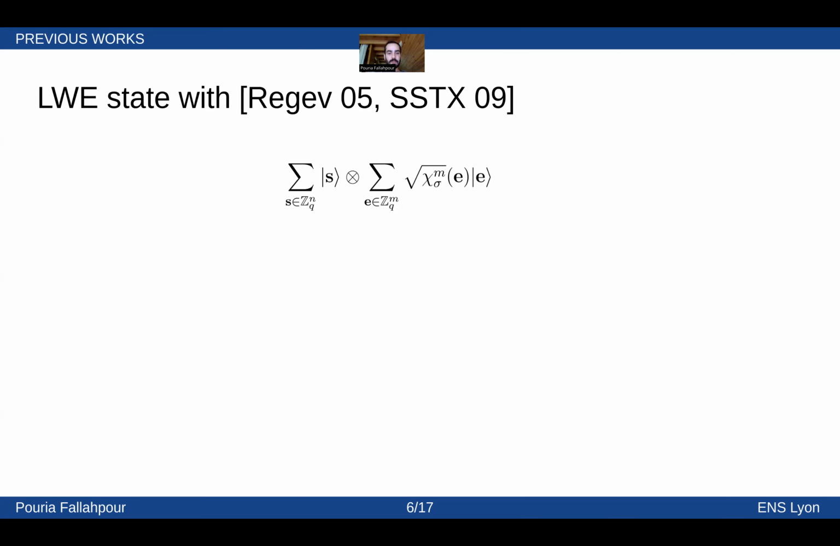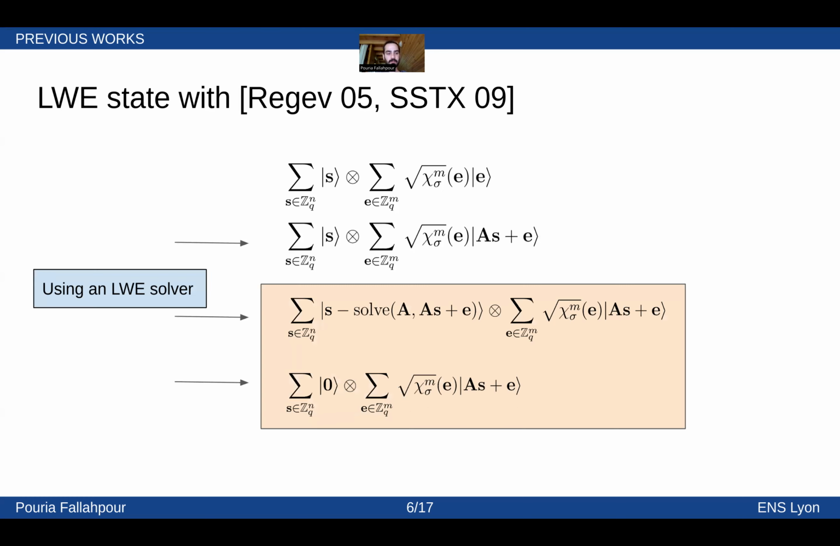So we can build the superposition of the secret S in one register and a superposition of the noise E in another register efficiently in polynomial time. Then we can add the multiplication of the matrix A with the first register, with the secret, to the second register. And this can also be implemented in polynomial time.